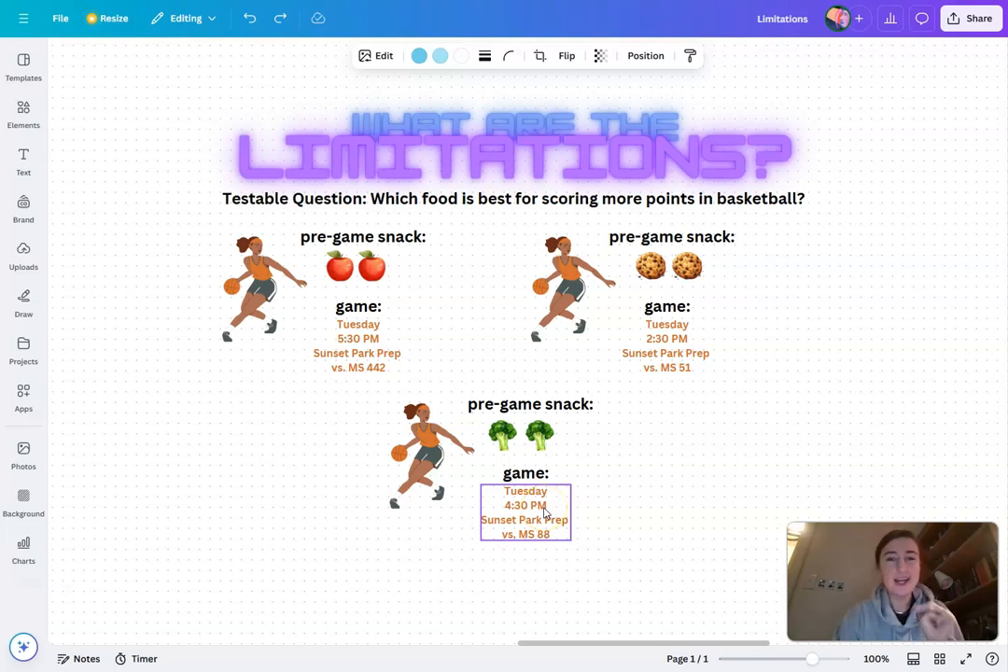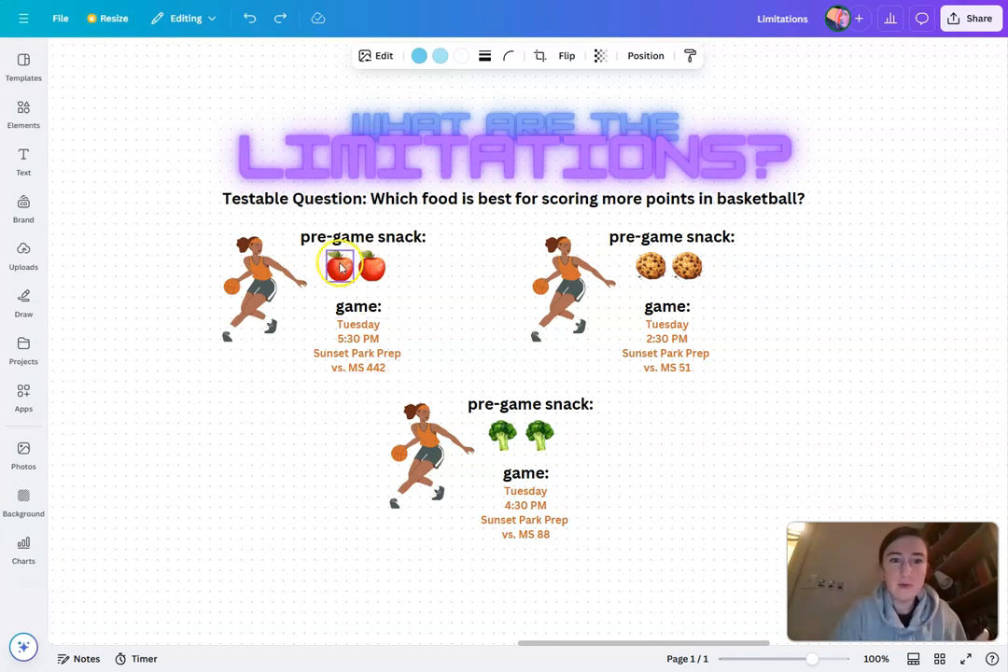Now, there was actually another limitation. And if you know anything about sports, you will know why this is actually a huge limitation. All right? I would never do this experiment because of this one limitation. Sunset Park Prep versus MS 442 versus MS 51 versus MS 88. What if one of these teams is really good? What if she scores the most amount of points versus MS 442 just because they kind of suck at defense?